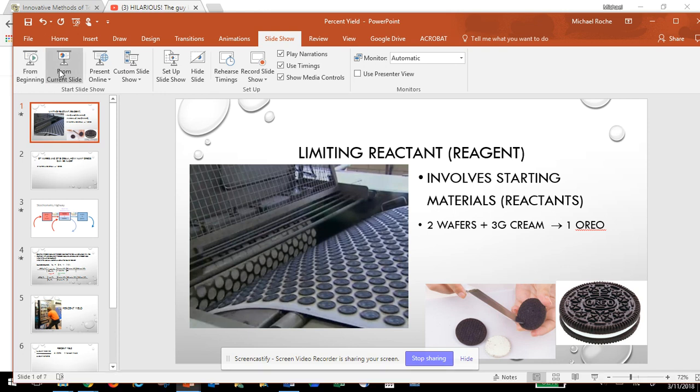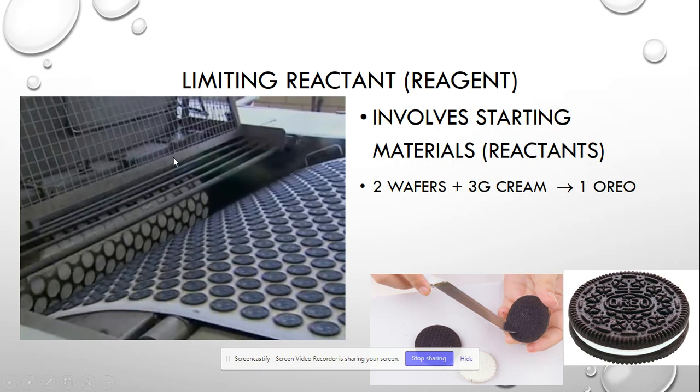All right, so we were talking about limiting reactant, and we talked about it before in the sense of just moles. And now, because we know how to do grams, we're going to go back to this with grams. So the overall process of limiting reactants basically states that the number of Oreos or products you can make depends on how many reactants you have. So if you have enough wafers to make 1,000,000 Oreos, but you only have enough cream to make 10 Oreos, then you're only going to make 10 Oreos because the wafers aren't going to become Oreos unless they have cream.